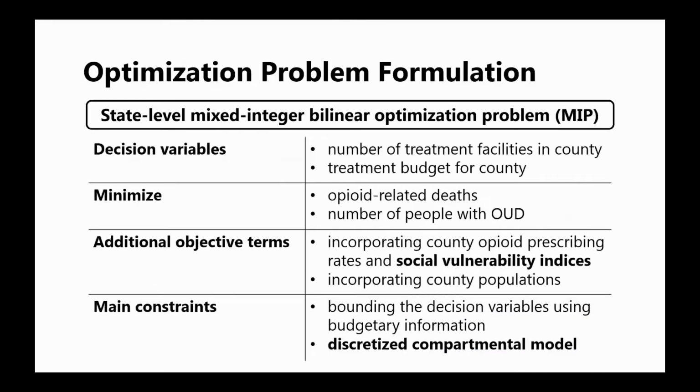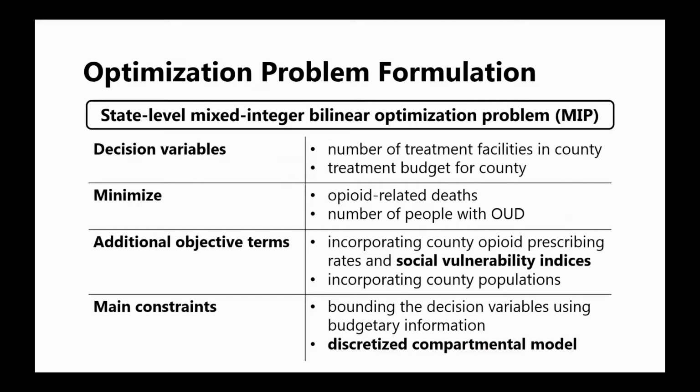So now that we have these learned parameters, we can integrate this compartmental model into an optimization problem. So we developed a mixed integer bilinear optimization problem for each state. So for our decision variables, we have the number of treatment facilities in each county and the treatment budget in each county. And then we're aiming to minimize the number of opioid-related deaths and the number of people with OUD.